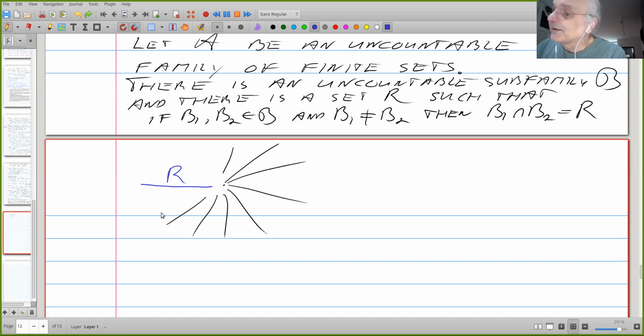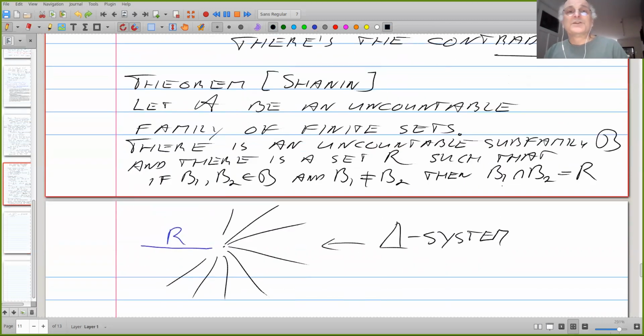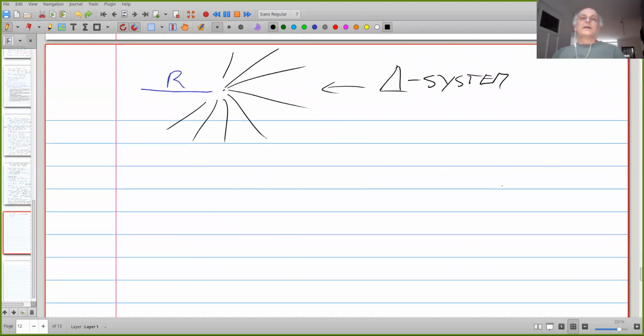Such a family where all the two by two intersections are the same is known as a delta system. And Shanin's theorem is now generally known as the delta system lemma. Here is a proof using stationary sets and everything.